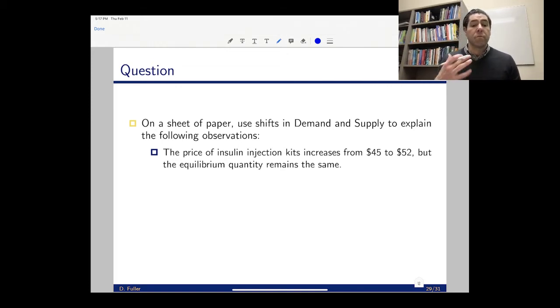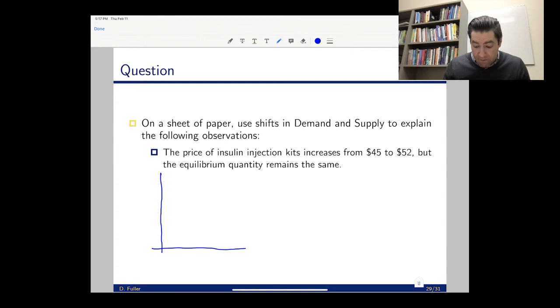Okay, so let's work through these two examples that we had. The first one with insulin injection kits, right? So here I'm given really kind of two points, right? I'm given the initial price as 45, and what I know is that the price goes up, but the quantity stays the same. So the way that I would tackle these types of problems, and I highly recommend, by the way, that as you work on problems on the homework assignment, that you draw the graphs on the side.